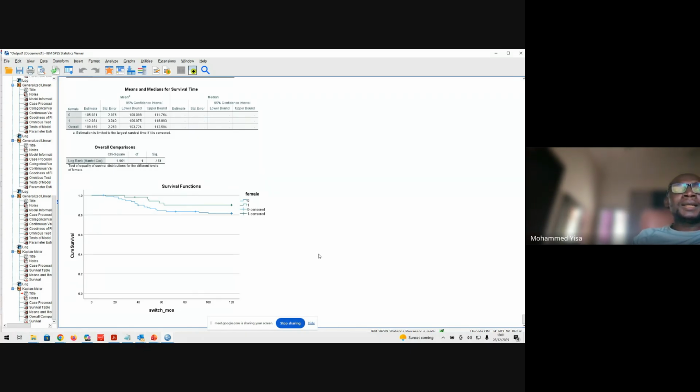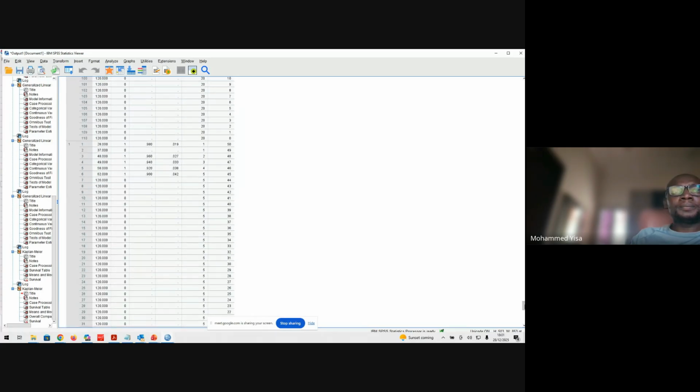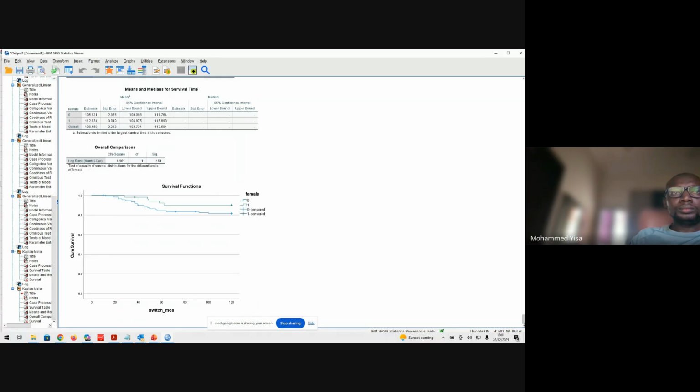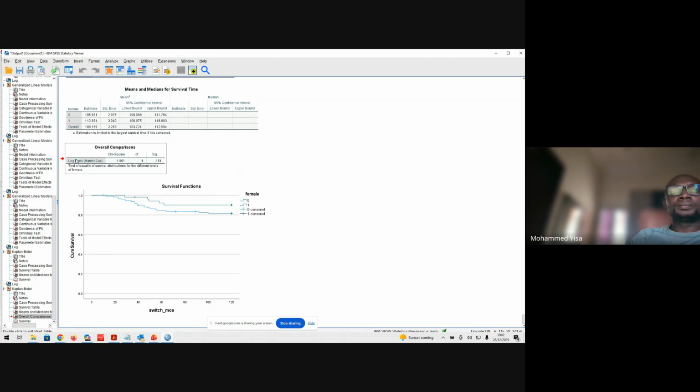And then remember we requested a log rank test when we did the comparison. So this is the table for that. So it tells you whether this difference that you are observing, this difference in probability, is statistically significant. If we look at it, it's not. So that's the use of this table.